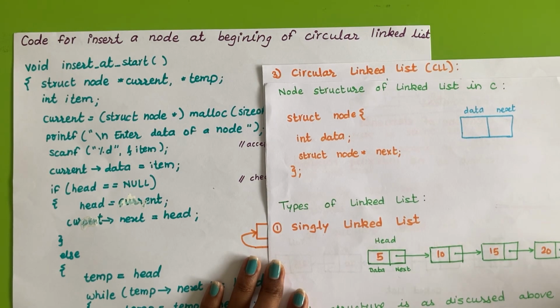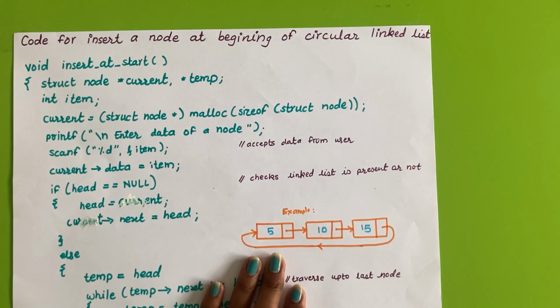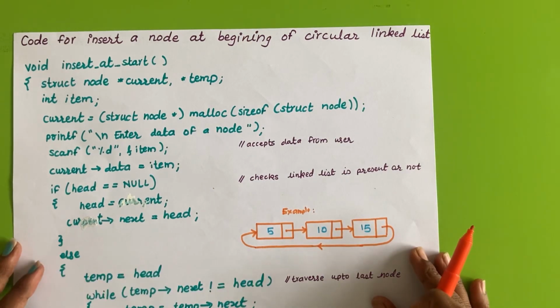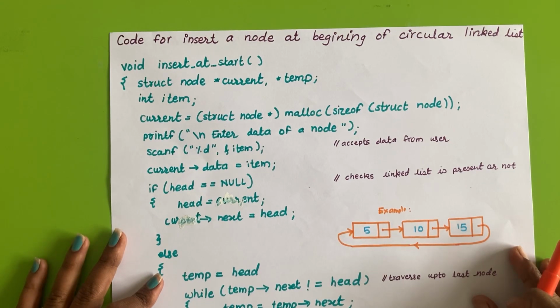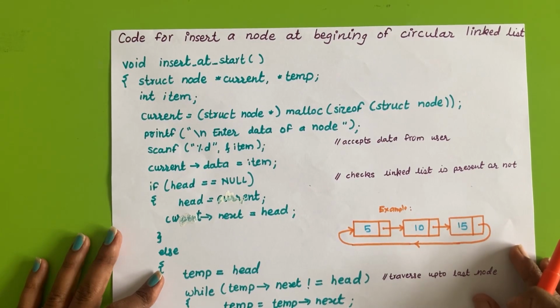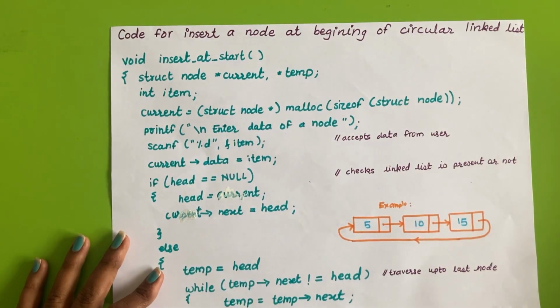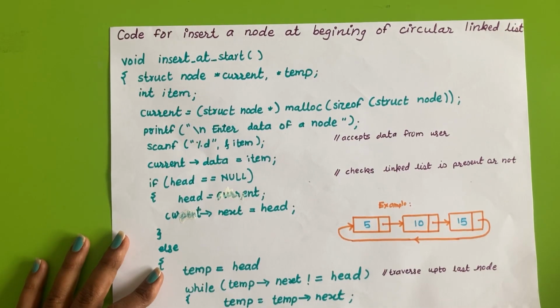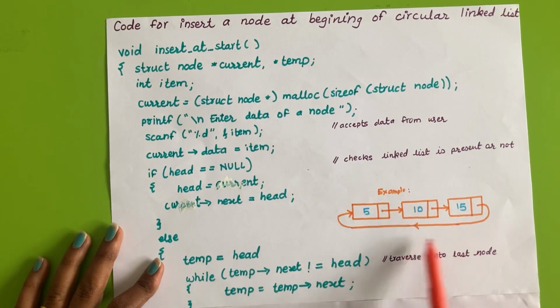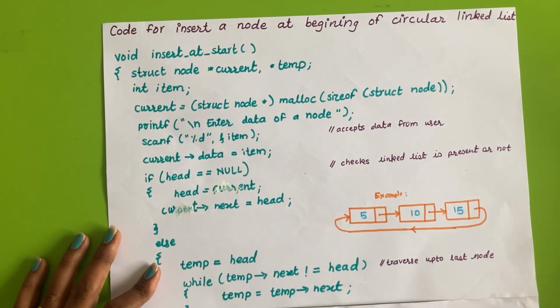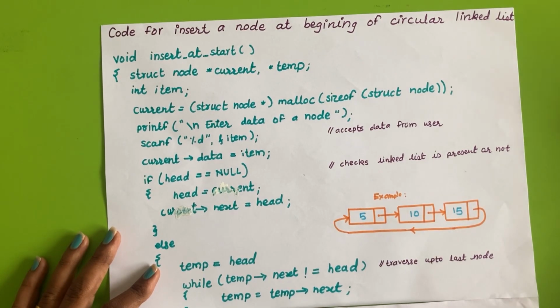Now let's start with the first operation on circular linked list. So we'll have the code for insertion at the beginning of the circular linked list. Consider here we are inserting the first node in the circular linked list. Suppose this is our linked list. While inserting any node in the linked list, we have to consider some conditions. The first condition is whether the linked list is present or not.